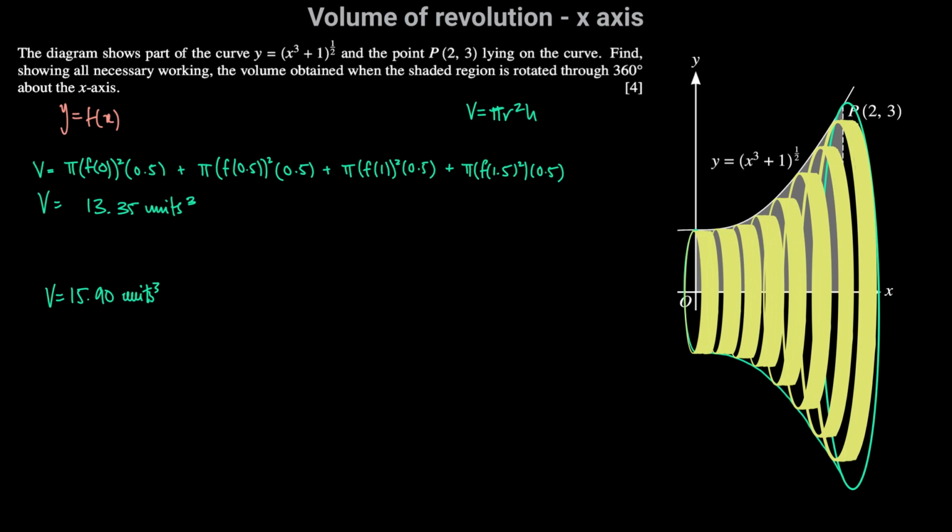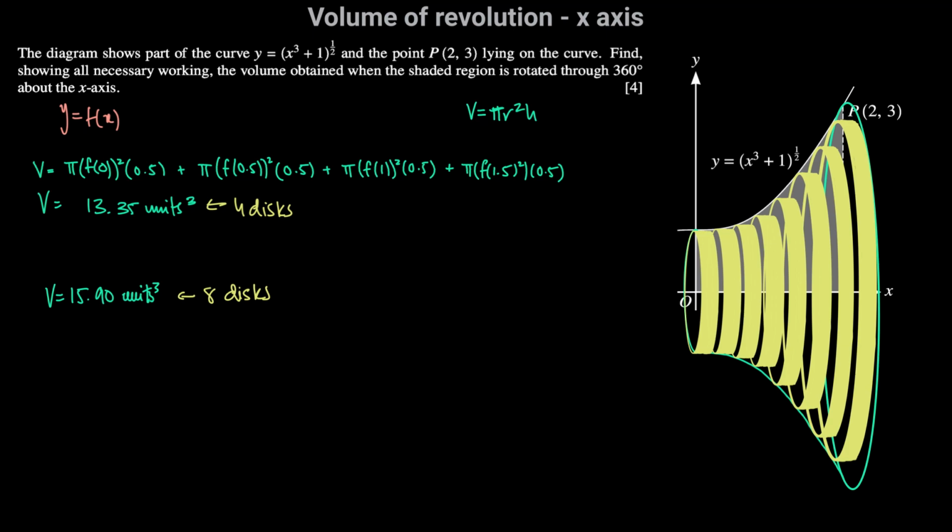This is still an underestimate because we're still ignoring these spaces between the boundary of the shape and the discs, but it's a better estimate than if we had just 4 discs. So with 4 discs, our estimate is 13.35 units cubed, and with 8 discs, our estimate is 15.90. So we can say over here that if we increase the number of discs, we get a better estimate.